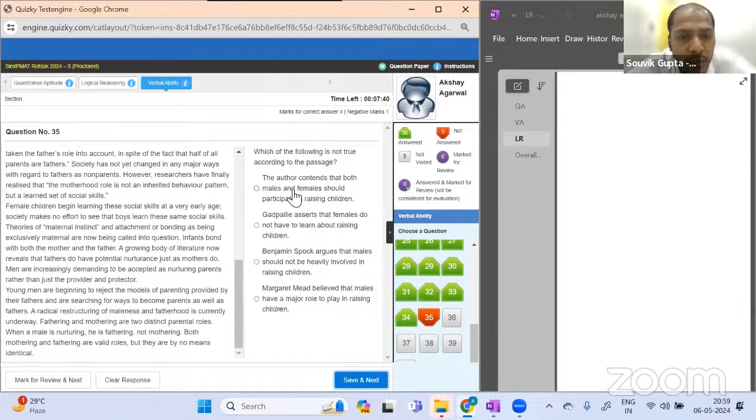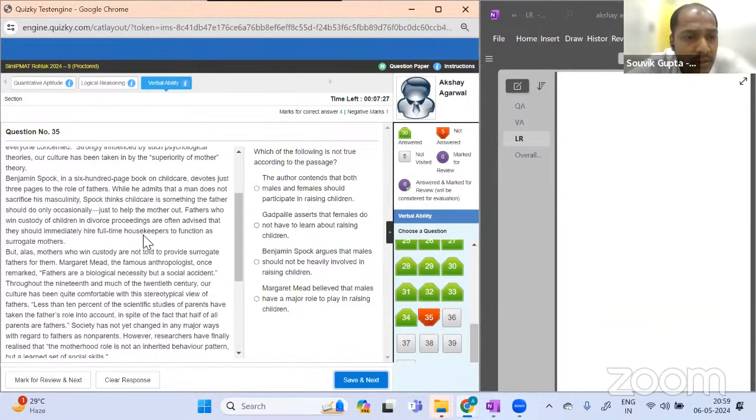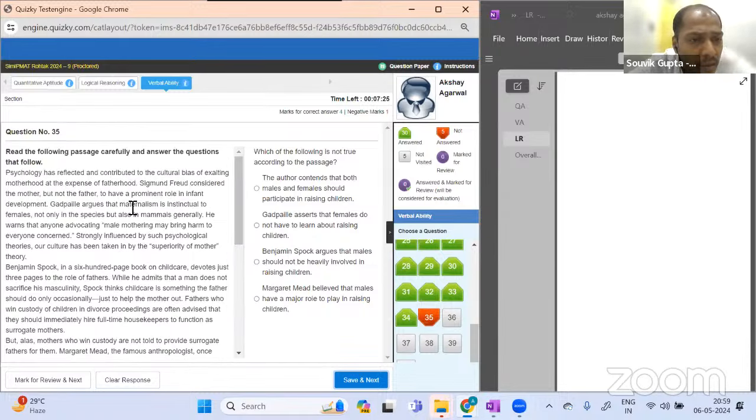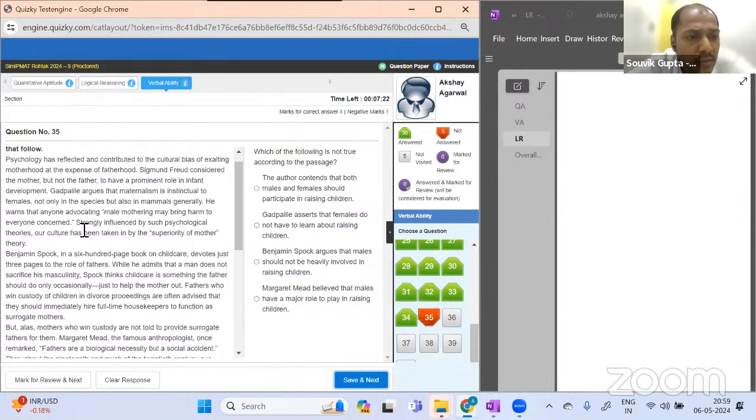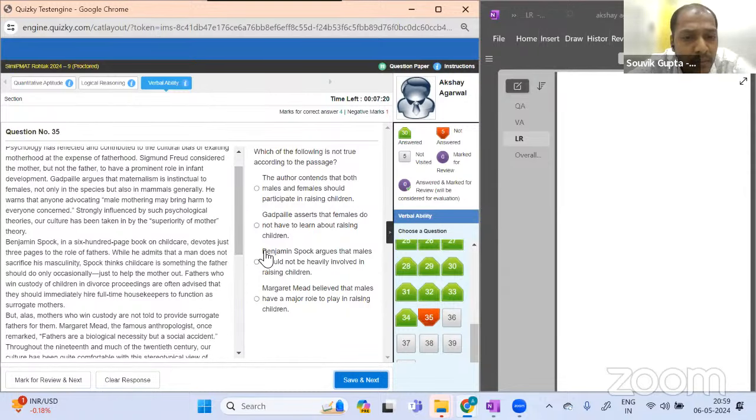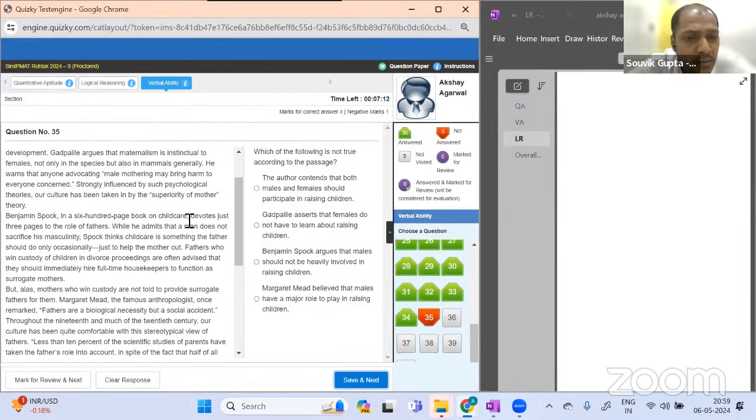The author contends that both males and females should participate in raising children. Gatfill asserts that children belong to females and not only species in general. Benjamin Spock argues that males should not be heavily involved in it. Reports his three pages of the role of fathers, argues that males should not be heavily involved. Should be open, but should be away. But yes, you're right.